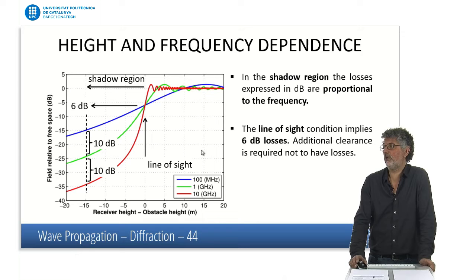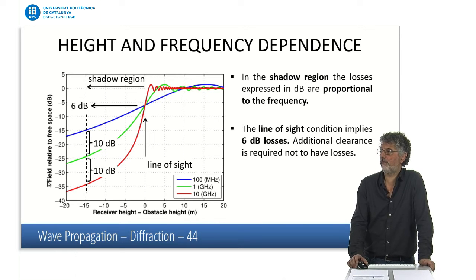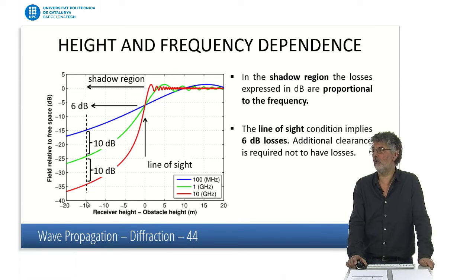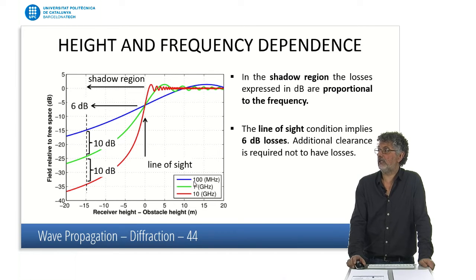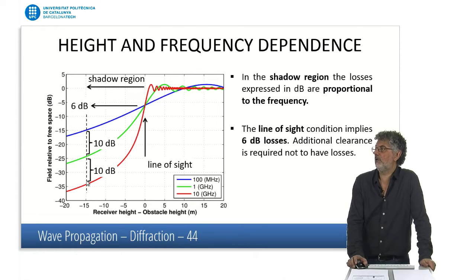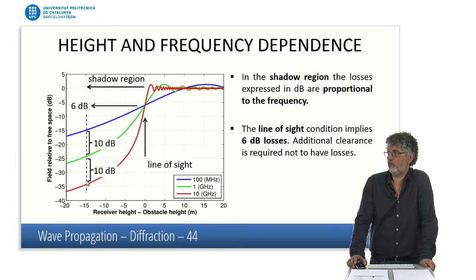So if we plot it now in this graph, here we have the field relative to free space. We have the difference between the receiver and the obstacle, and for instance we can see that for a given place, let's say 15 meters, that means that the receiver is 15 meters below the obstacle. We can see that as a function of the frequency, every time I multiply the frequency by a factor of 10, those losses reduce by a factor of 10. So actually the attenuation in the shadow region is proportional to the frequency.